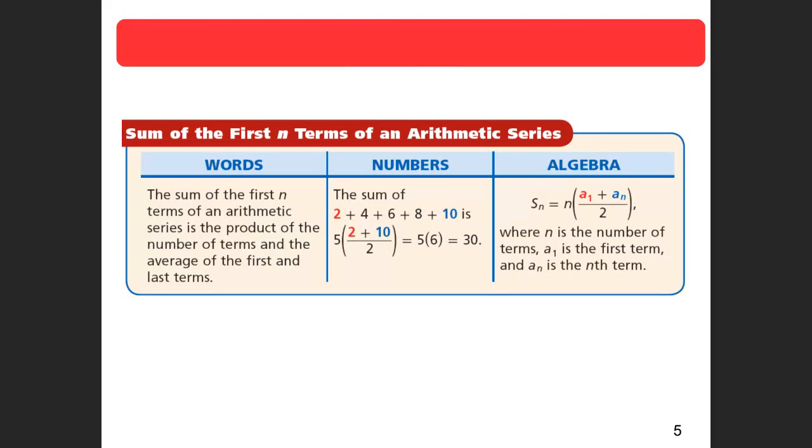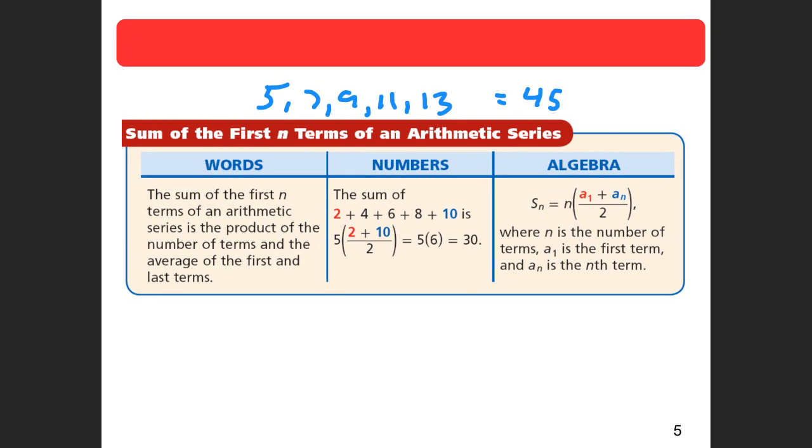Now, if we wanted to come up with the sum, let's take that same problem over: 5, 7, 9, 11, and 13. I have 5 terms here, 1, 2, 3, 4, 5, and I want to find the sum. I could just add them up: 5 and 7 is 12, then 21, 32, 45. So this would equal 45. I could just add them all up.